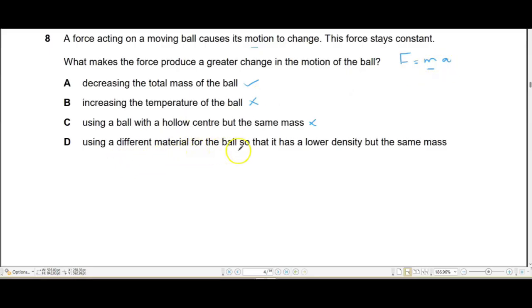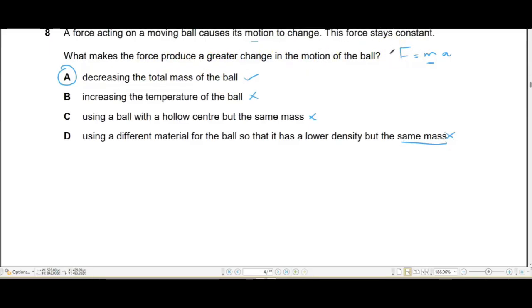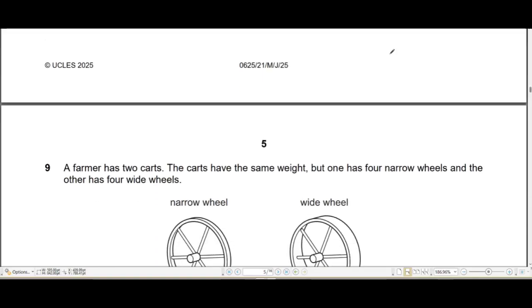Using a different material for the ball so that it has a lower density but the same mass. If the mass is the same, nothing is going to be changing. So this is not correct, and A is going to be the correct answer, where the total mass of the ball is being decreased. And if the force produced had to be lesser, the mass had to be increased. Okay? Or there should have been a change in acceleration.